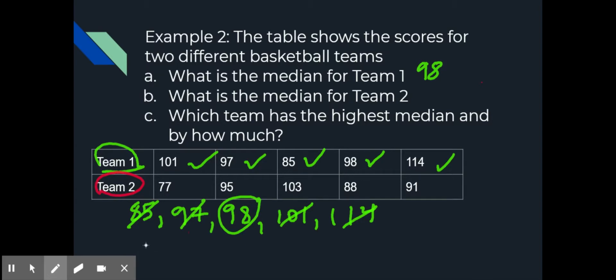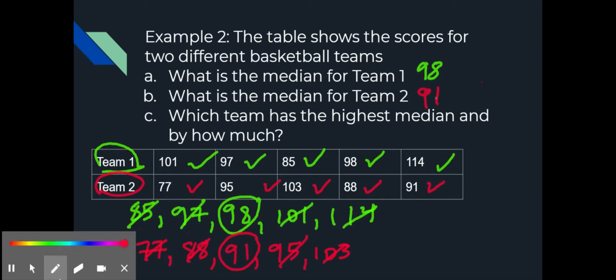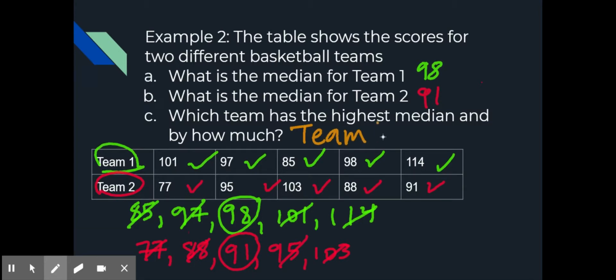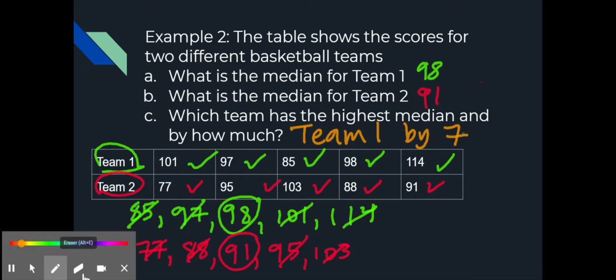Team 2, we have 77, 88, 91, 95, and 103. Again, mark one off the left and the right. Do that again, and our median here is 91. And the question is, which team has the highest median and by how much? And team 1 has the highest median by 7. All right.